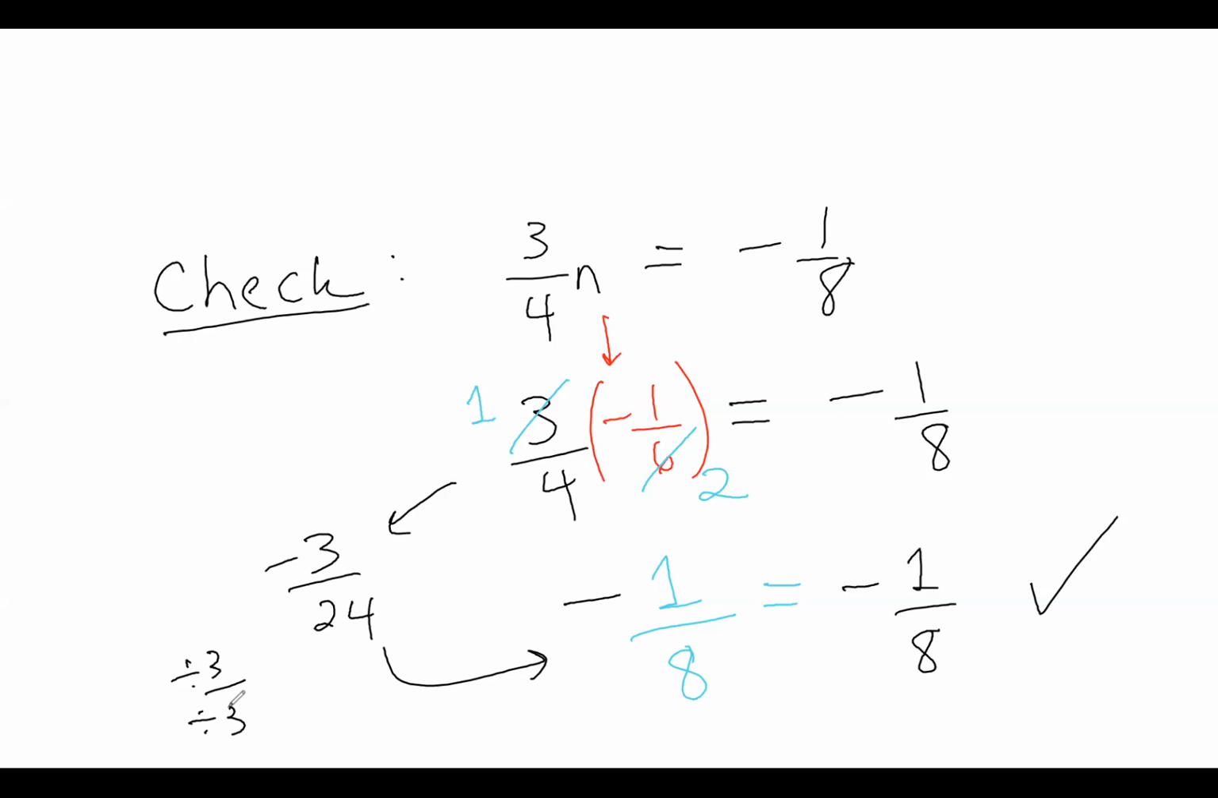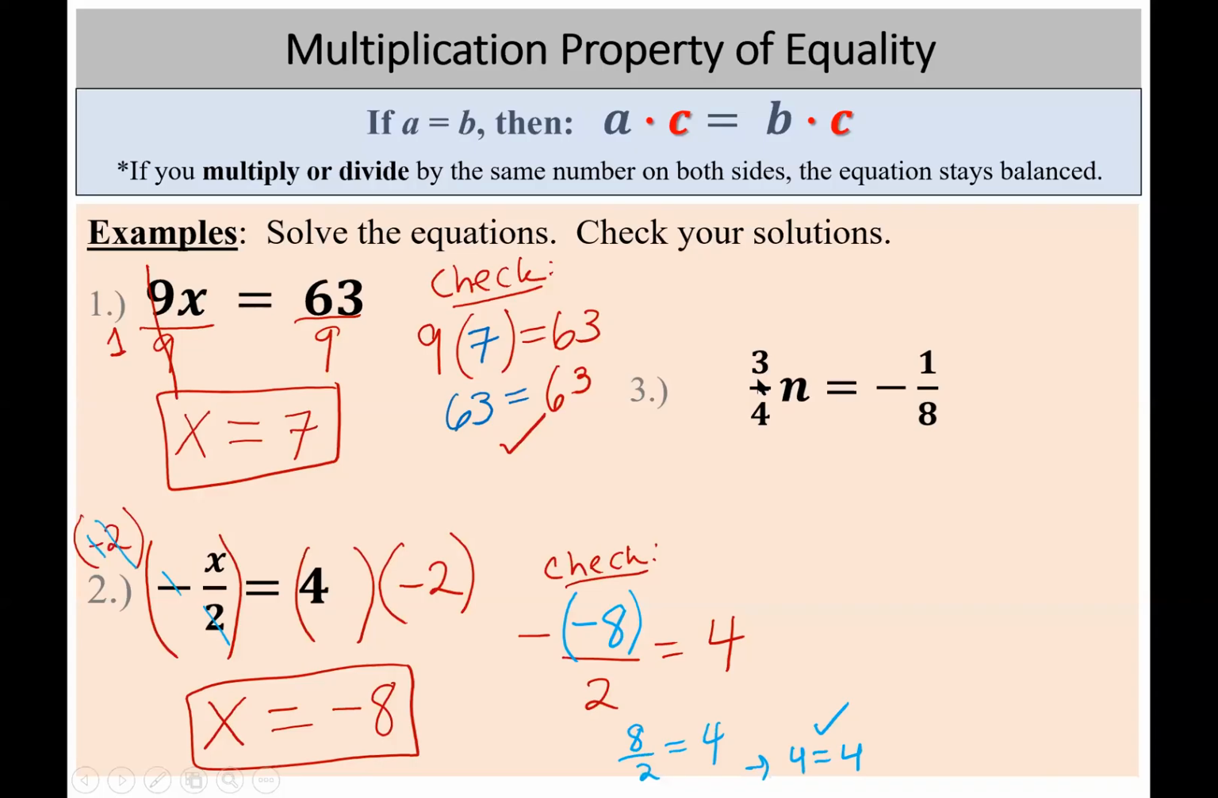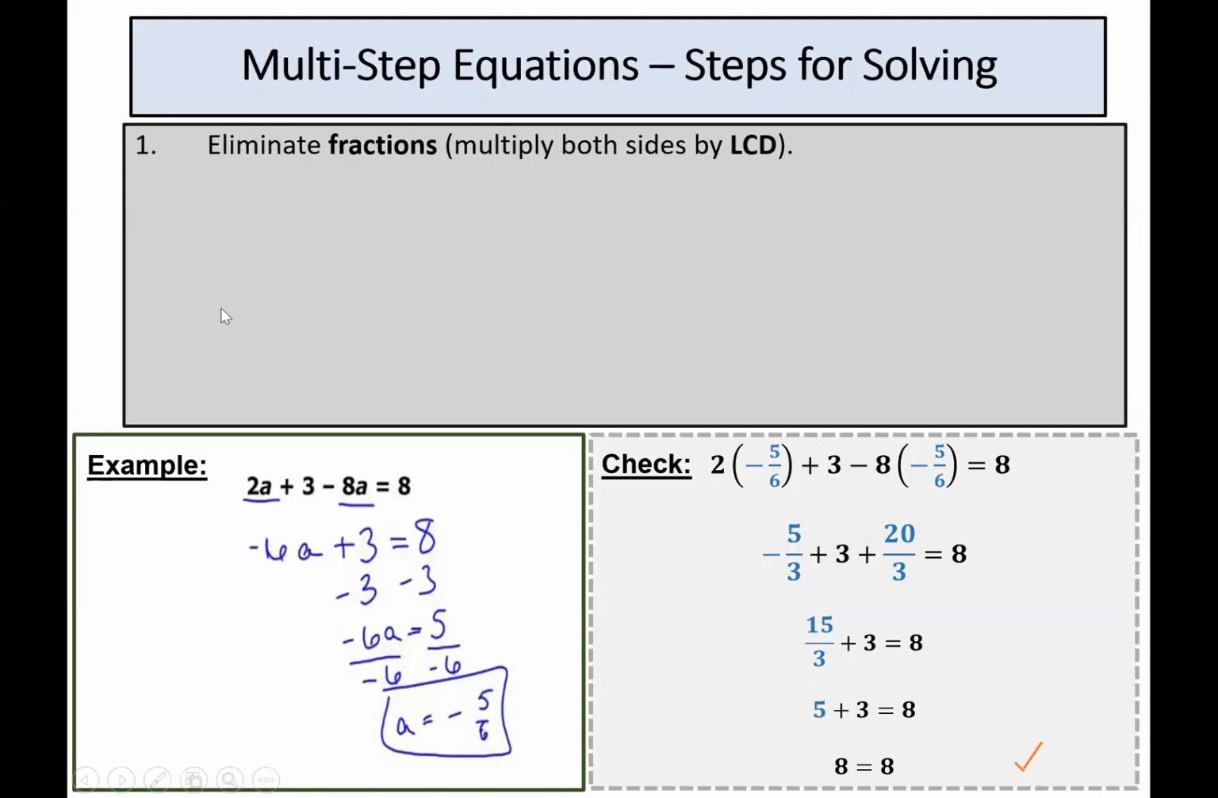All right, good. So what we've seen so far are these pretty much one-step equations where we're doing one operation on both sides. We've seen adding, subtracting, multiplying, and dividing, and we've also seen checking. What we will now move on to is some longer equations that are called multi-step equations. Okay, so I have a long list of steps here. You will not always need to use all of the steps, but this is a list you can refer to if you're not really sure where to start.